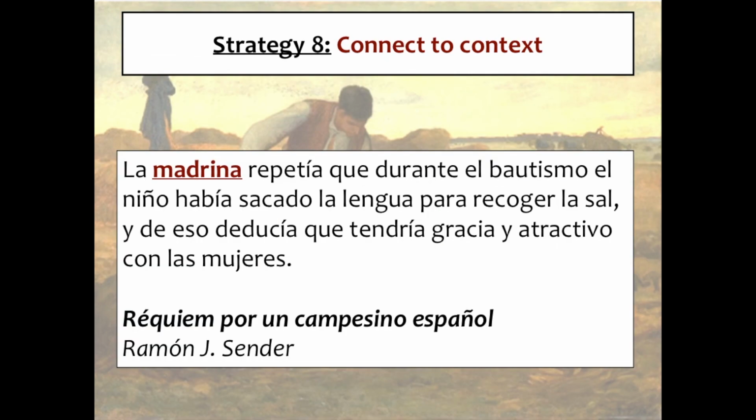Last thing to use to help you work out the meaning of words that you're not sure of, such as madrina, is to look at the context. Now this is taken from Requiem por un campesino español. And it says, la madrina repetía que durante el bautismo, el niño había sacado la lengua para recoger la sal, y de eso deducía que tendría gracia y atractivo con las mujeres.